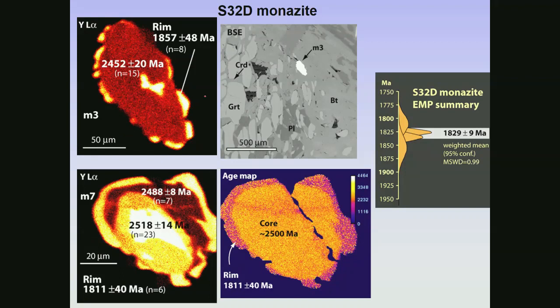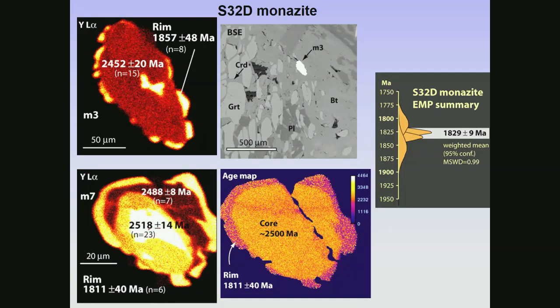So something was going on to remove the crust above that was leading to decompression in the breakdown of garnet. And so looking at this yttrium map here in the lower left panel, we can see that there are at least 2 Archean domains that were identified, this low yttrium one at 2488 and the high yttrium one right in the core of the monazite at 2518.